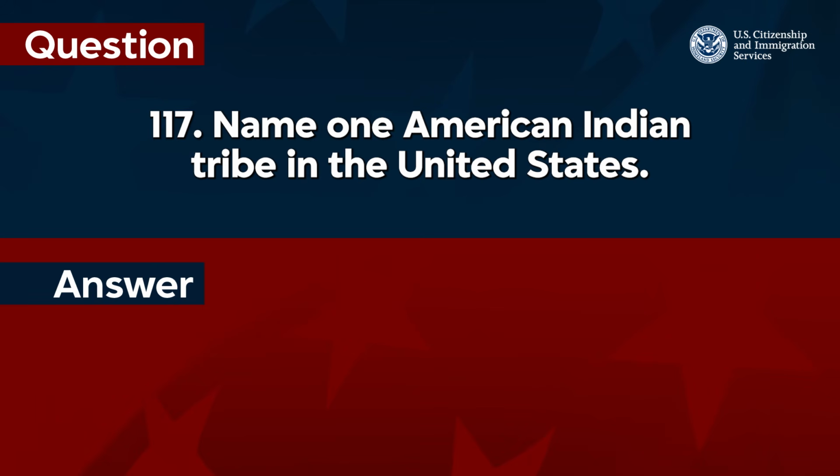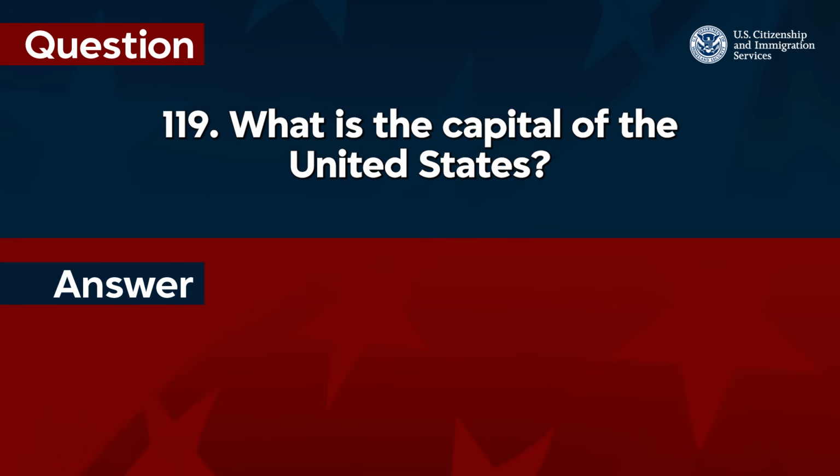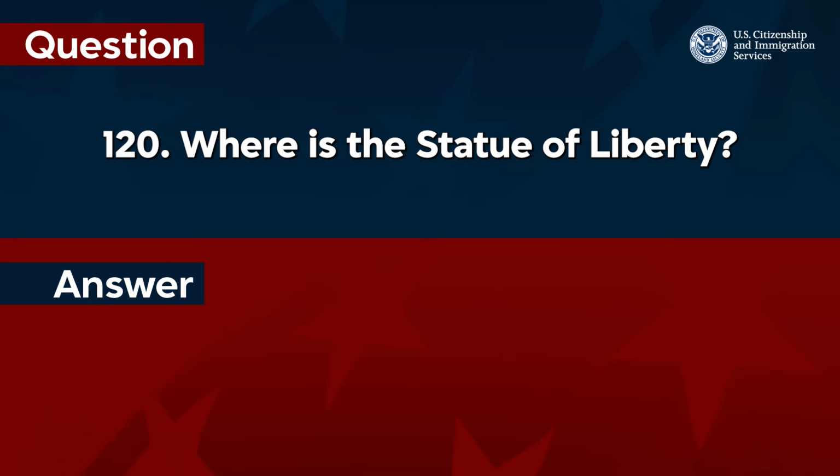Name one American Indian tribe in the United States. Cherokee. Name one example of an American innovation. Automobile. What is the capital of the United States? Washington, D.C. Where is the Statue of Liberty? New York Harbor.